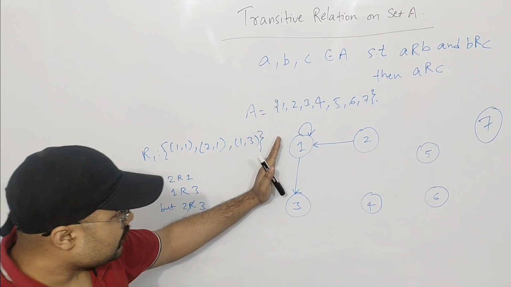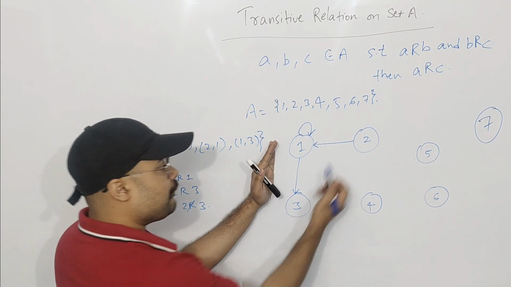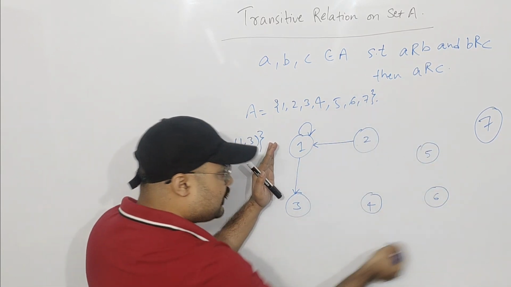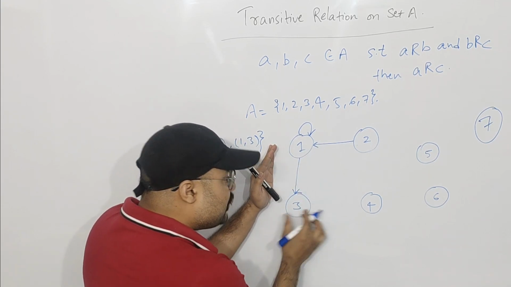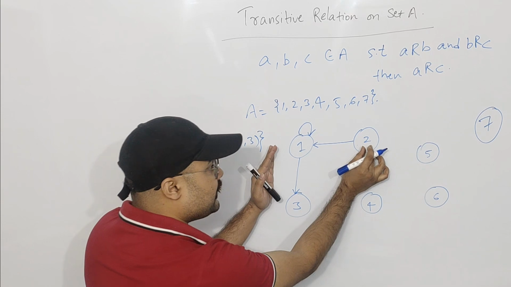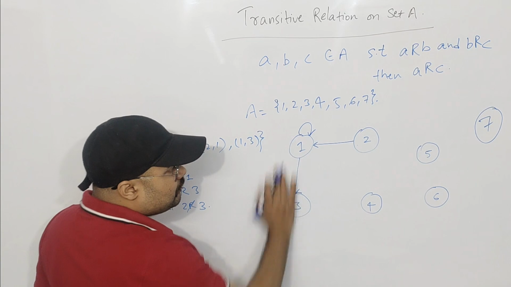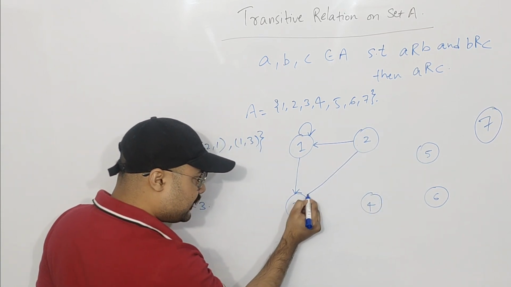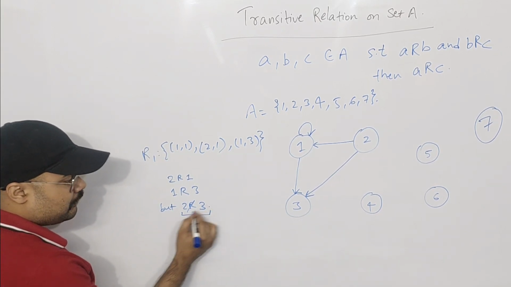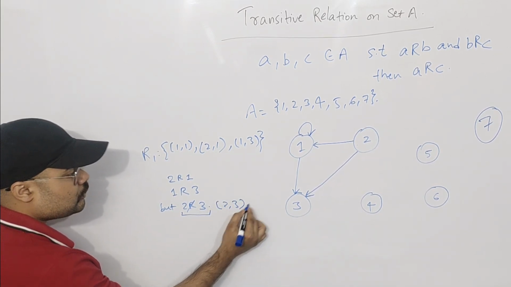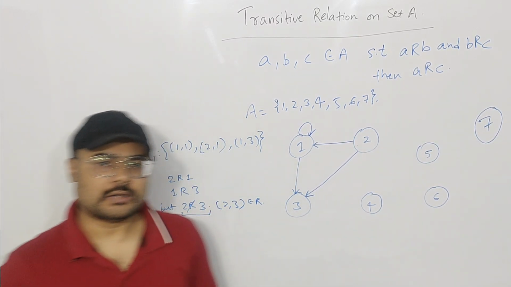Looking from the graph perspective, there is a directed edge from 2 to 1. For this whole directed graph to be transitive, wherever there is a directed edge from 1 to any other node, there has to be a directed edge from 2 also. Then only it will be transitive. So this will become transitive only when you have this directed edge, 2 comma 3, belonging to R. Then only R1 will become transitive.